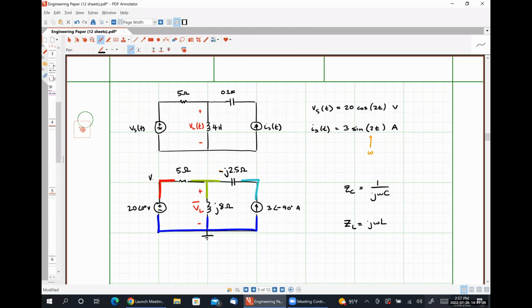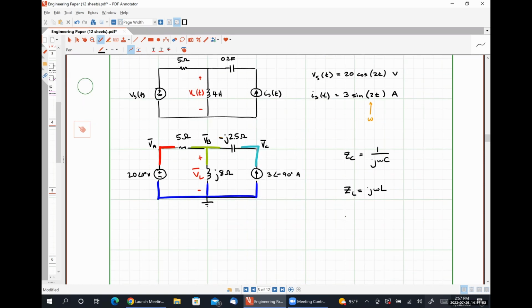Let's say that this was our phasor voltage VA. This was our phasor voltage VB. And this is our phasor voltage VC, okay? So if we did conventional nodal analysis, we would have a voltage relationship equation that would be VA is equal to 20 angle 0 degrees volts.